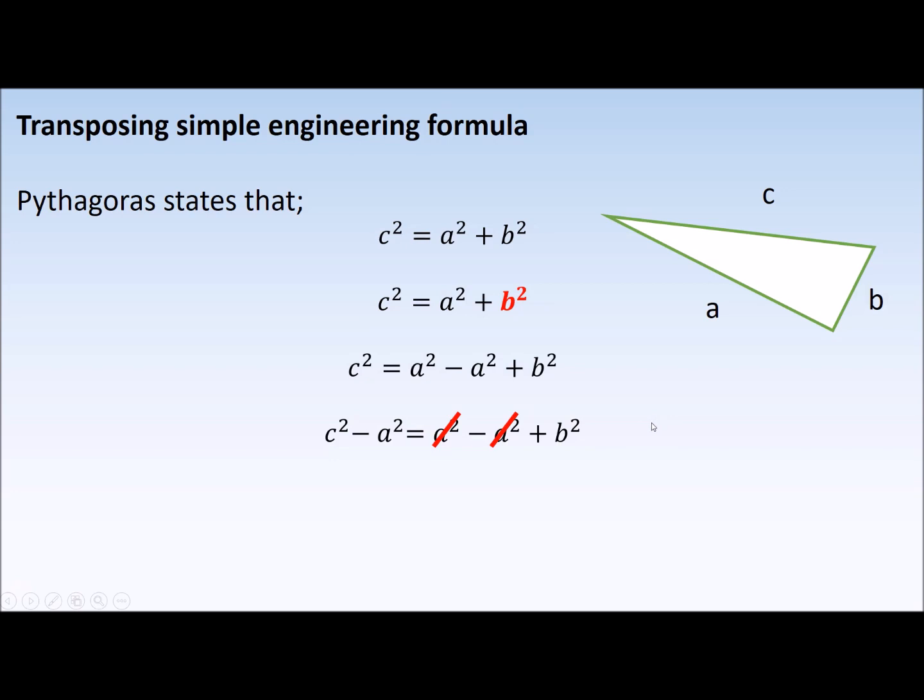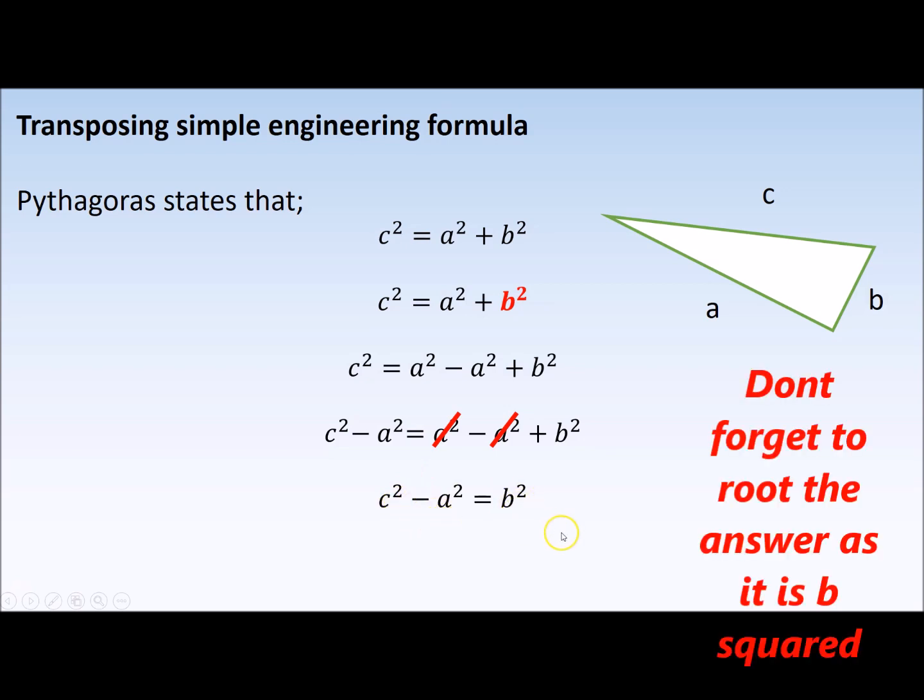a squared minus a squared cancels out, that goes back down to 0. So we can cross those out, that gets rid of those. Then we can tidy it up a little bit further and get our finished formula. So c squared minus a squared equals b squared. That's our finished formula. That's all we need to do. Then we can punch in our known data and work out what the length of side b squared will be.